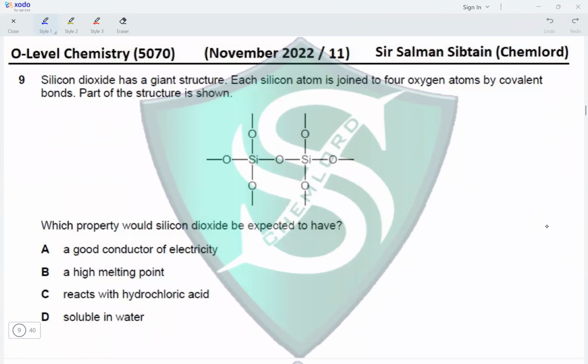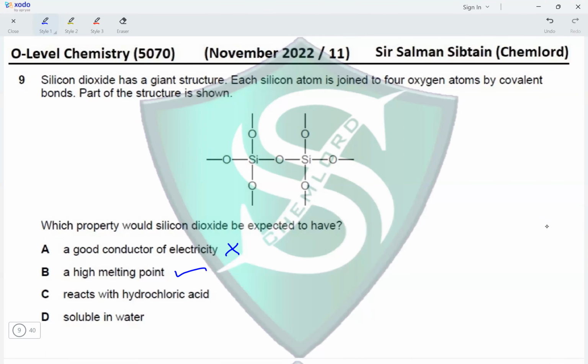Question 9. Silicon dioxide has a giant structure. Each silicon atom is joined to 4 oxygen atoms by covalent bonds. Part of the structure is shown. Which property would silicon dioxide be expected to have? A good conductor of electricity? No, this is a macromolecule. It will not be able to conduct electricity. A high melting point? Yes, a macromolecule is known for having really high melting points.